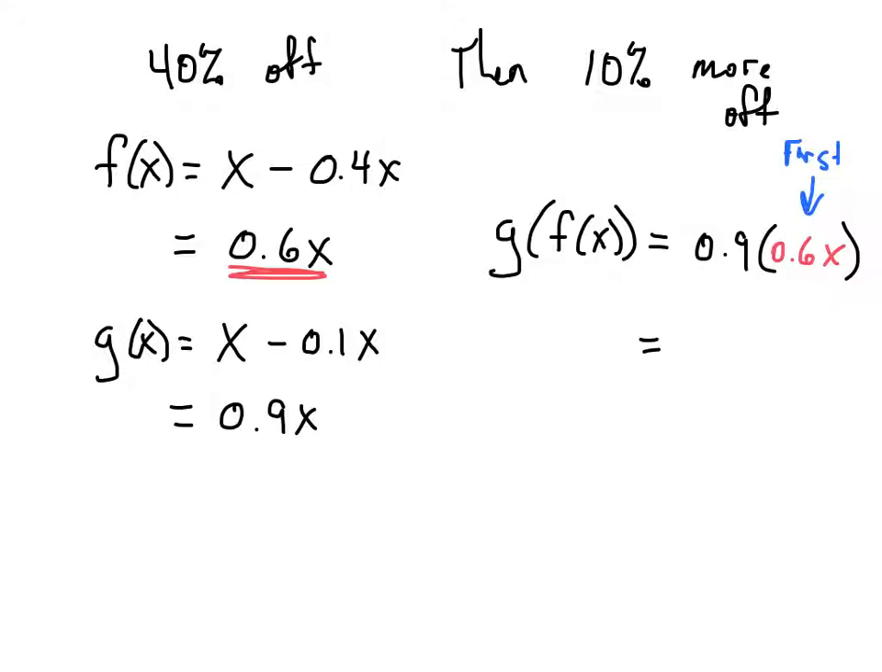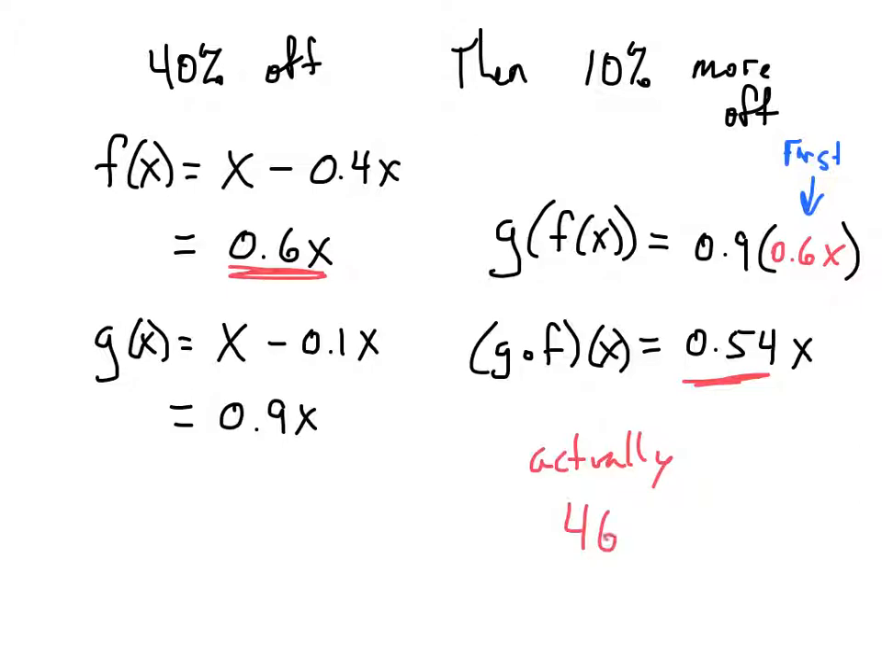So, what is 0.9 times 0.6? 0.9 times 6 is 54. So, rather than saying I got 40% off and 10% off, so I get 50% off, actually, I'm getting 46% off, because this means g of f of x, the way this is written, means I'm paying 54% of the cost. So it's actually 46% off, because I'm taking the additional 10% off of the already reduced price.